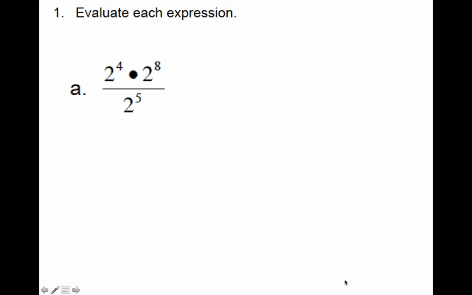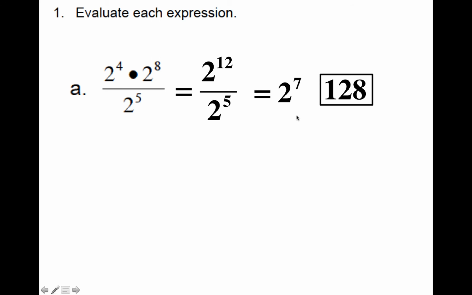So now we're going to combine all of these properties. So notice first we have to figure out how many 2's are on top. So that would be adding the exponents. So 2 to the 4th times 2 to the 8th is 2 to the 12th power over 2 to the 5th. Are there more 2's on top? There's more on top. How many more on top? Well, 7. Or you could do 12 minus 5 is 7. And then 2 to the 7th power is 128.